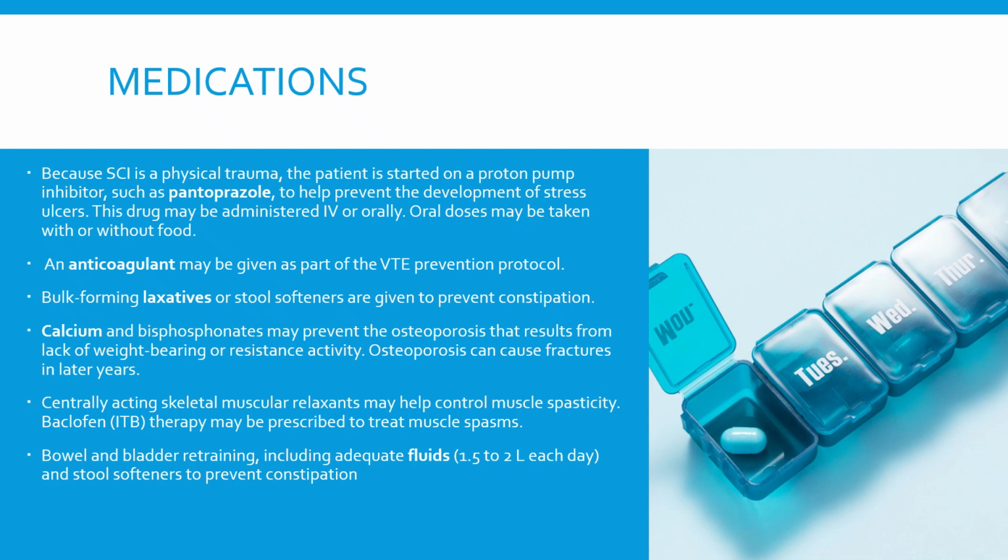Centrally acting skeletal muscle relaxants may help control muscle spasticity. Baclofen, intrathecal baclofen therapy, may be prescribed to treat muscle spasms. Bowel and bladder retraining, including adequate fluids, 1.5 to 2 liters each day, and stool softeners are used to prevent constipation as well.